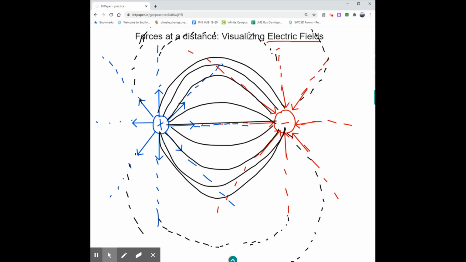And you can see here that my lines never cross each other, right? This line here is never going to cross another field line. This line here is never going to cross another field line. That's the idea. And generally speaking, the more lines you have in an area, the stronger the field is supposed to be, or is indicated as.